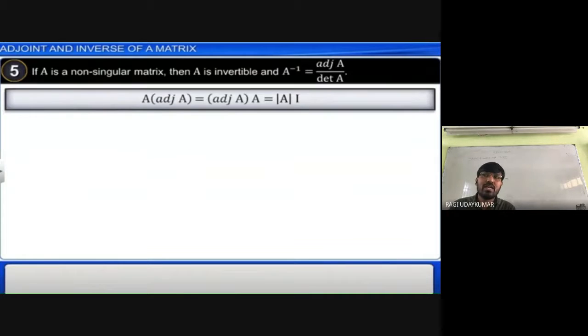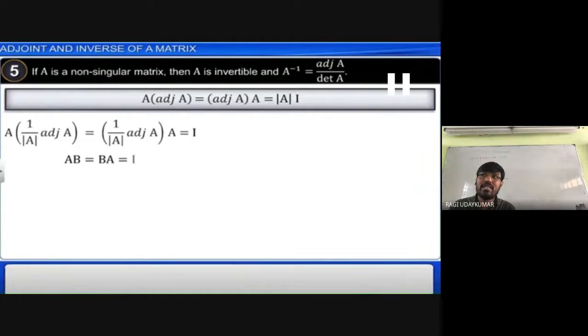So when you multiply both sides by 1 by determinant of A, we get A into adjoint of A into 1 by determinant of A is equal to I, because on both sides we divided by determinant of A. So we know that AB is equal to BA is equal to I means B is the inverse of the given matrix. So B, the one in the brackets, is the inverse of A.